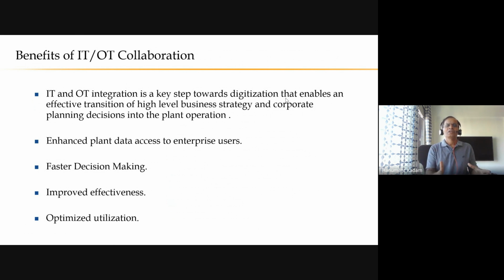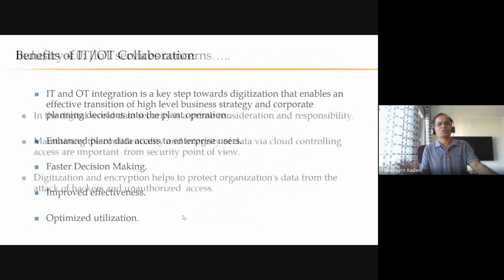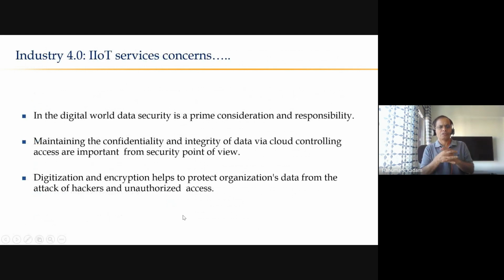So, industrial internet of things. These are terminologies coming in instrumentation, and these are new to us. So we have a challenge to learn it, and that is where cyber security comes into the picture. So you can see enhanced plant data access to enterprise users, faster decision making, improved effectiveness, optimized utilization. These are the benefits of the IT/OT convergence.